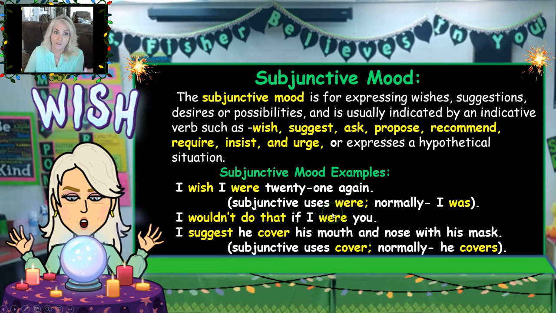It already sounds good to you because you're used to it if you've been speaking English your whole life. So I suggest he cover his mouth and nose with his mask. And normally you would say he covers, not he cover. But the correct way to do it in the subjunctive mood is to say, I suggest he cover his mouth and nose with his mask.